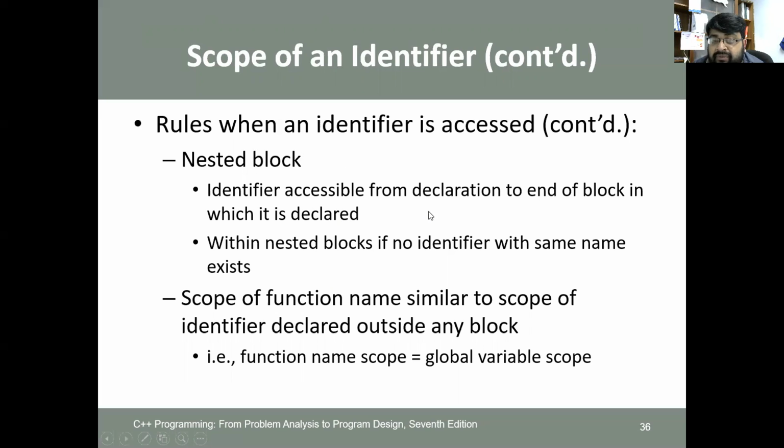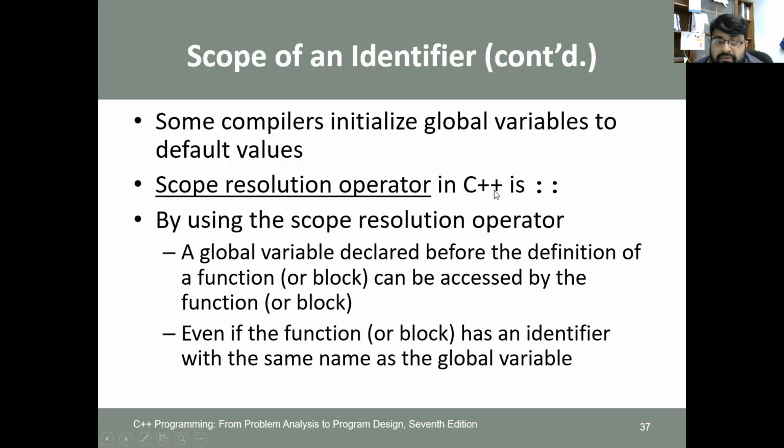So identifiers are accessible from the time you declare them, and you can use them until the end of the block in which they are declared. Within nested blocks, if there's a nested block and no identifier with the same name exists, then these can be used as well. The scope of a function name is similar to the scope of an identifier declared outside any block. A function name must be declared outside any block, since nested functions are not allowed. Hence, the function name is accessible just like a global variable. That is, function name scope is basically the same as that of global variable scope.